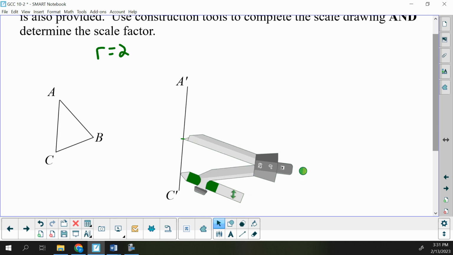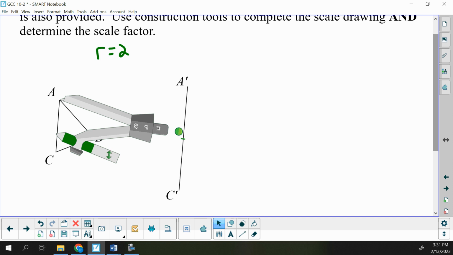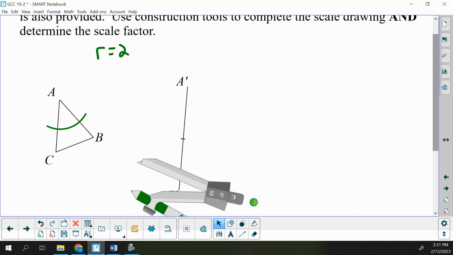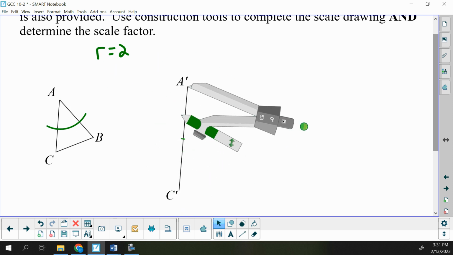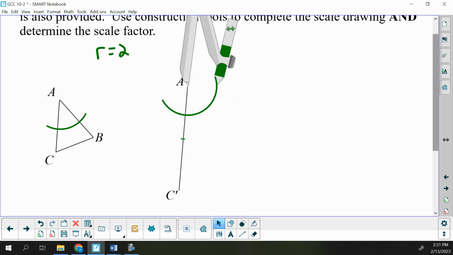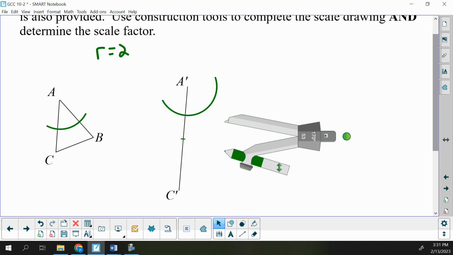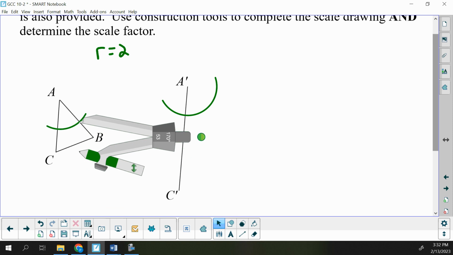So what we have to do next to complete the drawing is copy our angle. So I'm going to copy angle A. So put your point on A, make an arc that hits both sides of the angle. Then we'll bring our compass the same, put point on A prime, make a generous arc, meaning it hits once, but plenty of arc because we don't know where it's going to cross. We'll put our point on both intersections in our original figure.